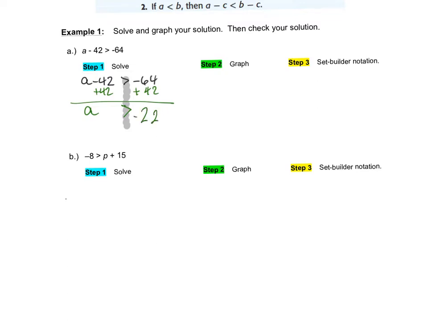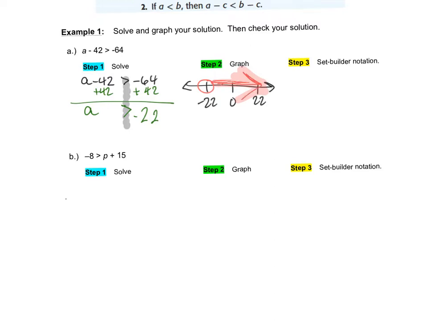The graph would look like this. If this is 0 and this is +22, -22 is to the left. It's greater than, so it's not or equal to. So greater than means it's an open circle. But it says it's greater, which means that it shades to the right. And again, the reason it's an open circle is because there's no underline. And you shade to the right because it's greater than. So this is what yours would look like.